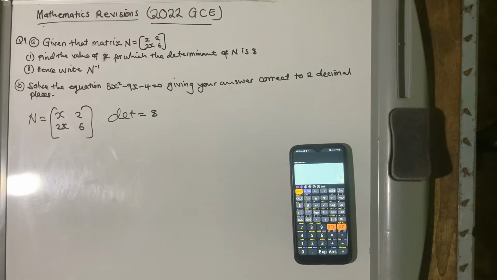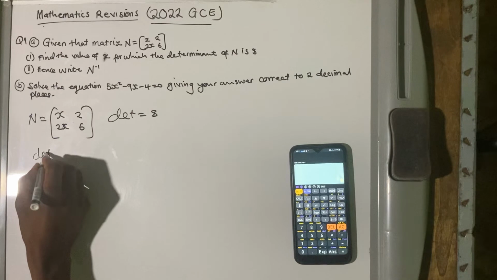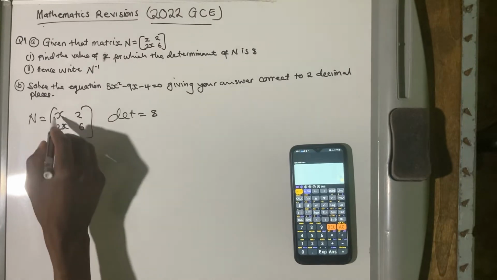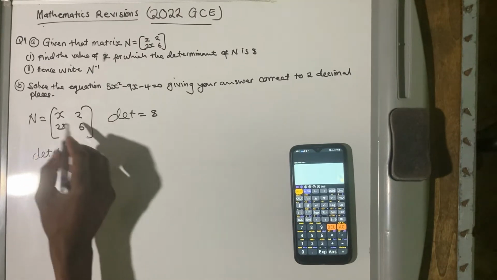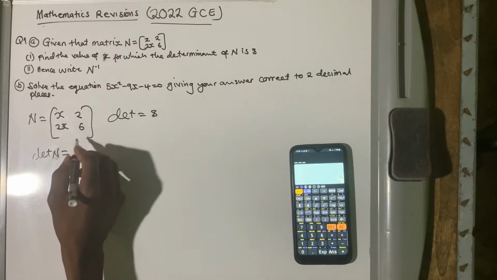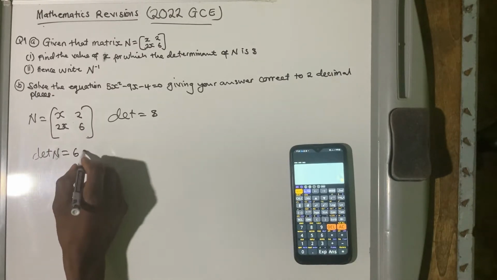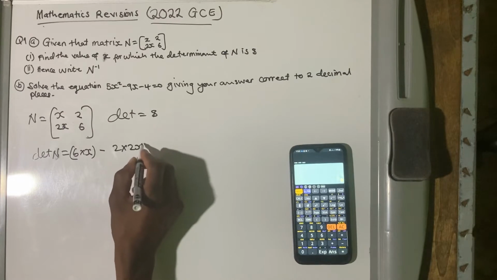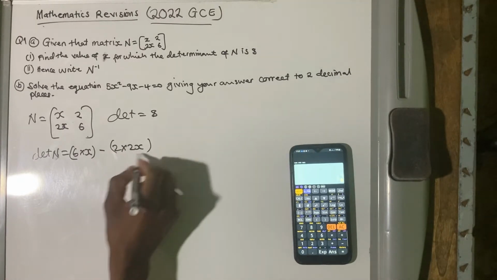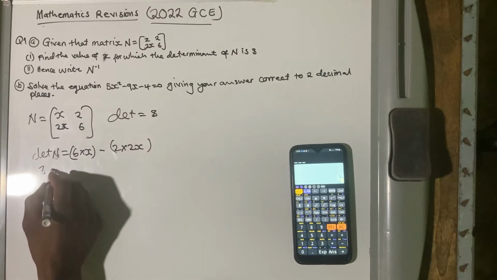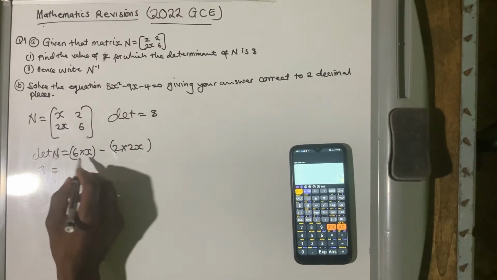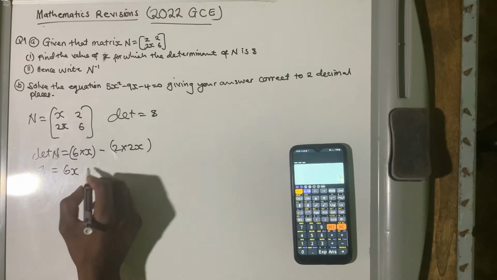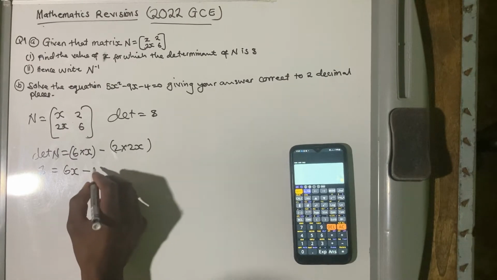Therefore, we have to use the formula for determinant, where the determinant of matrix N is equal to the product of the major diagonal minus the product of the minor diagonal. That means you multiply 6 times x, minus 2 times 2x. The determinant has been given as 8, so 8 is equal to 6 times x, which is 6x, then minus 2 times 2x, which is 4x.